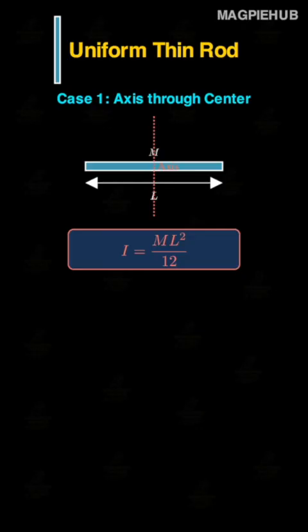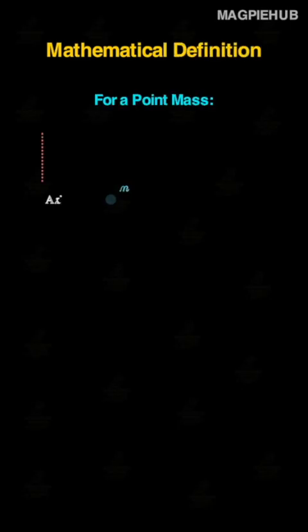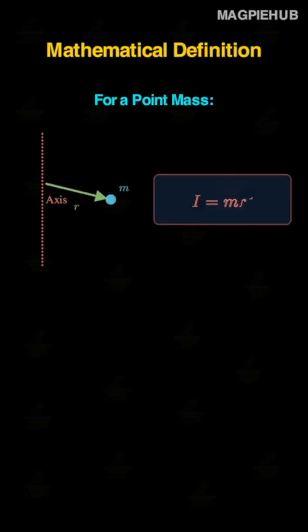Watch how it rotates about a point mass m at distance r from the axis. The moment of inertia is simply I equals mr squared. It's that simple. Mass times the square of the distance.